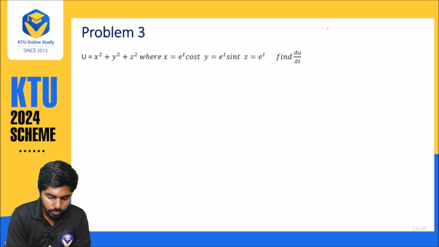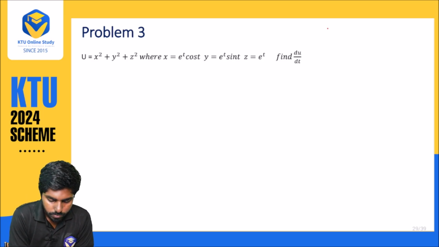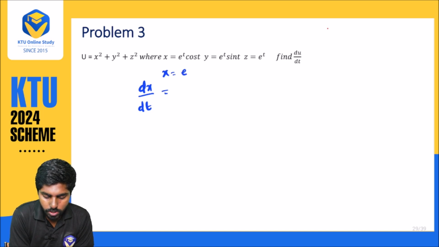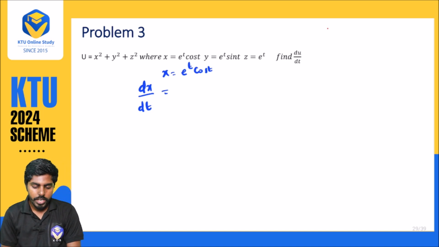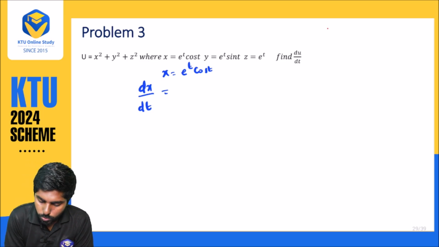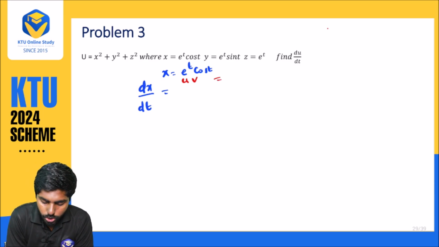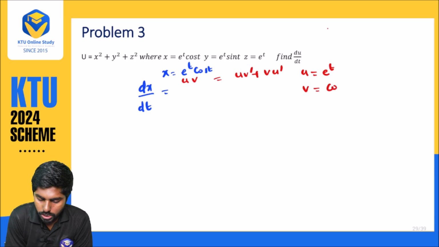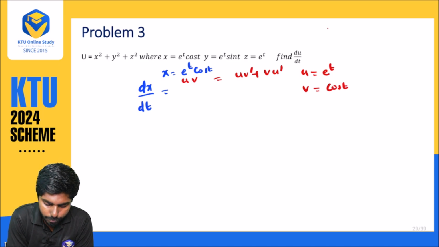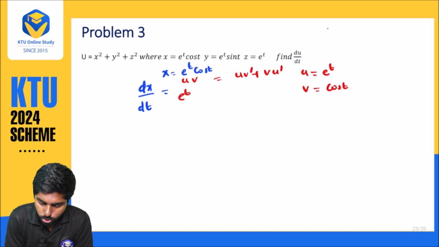Now we want to identify dx by dt, where x is equal to e power of t cos t. So differentiating, this is nothing but the uv method. What is the formula of uv? That is nothing but u v dash plus v u dash. What is u? u is equal to e power of t, and v is equal to cos t. When we differentiate, v dash will become minus sin t.